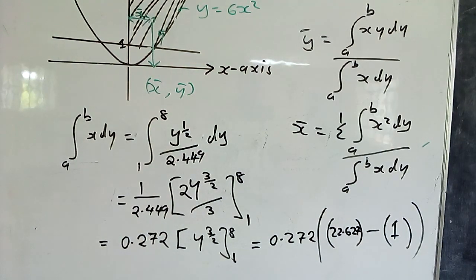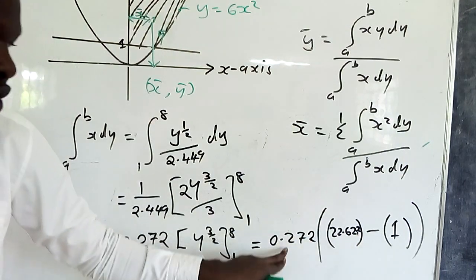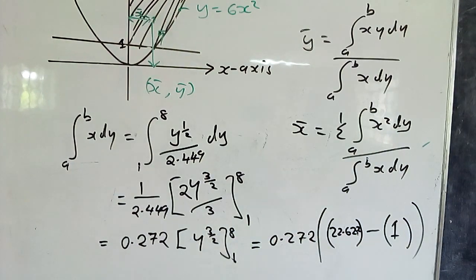So can you now take upper limit minus lower limit times that 0.272, and you confirm if you use another method, you have the same answer, isn't it? Because there are people who keyed in direct and got the answer, so we just want to confirm. Can you give me 22.627 minus 1 is 21.627 times 0.272. What do you have?